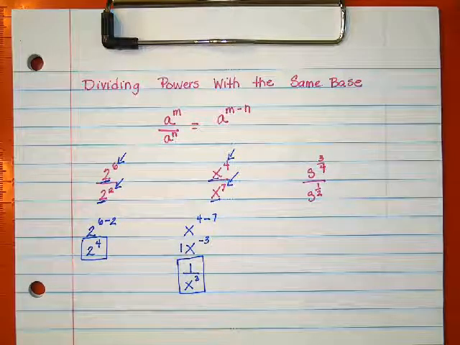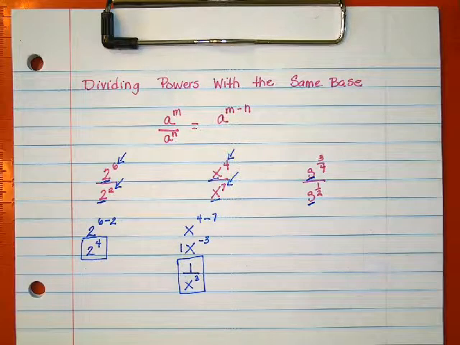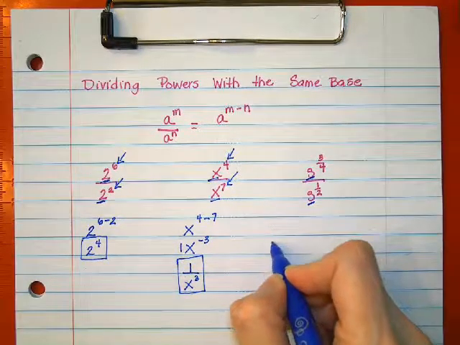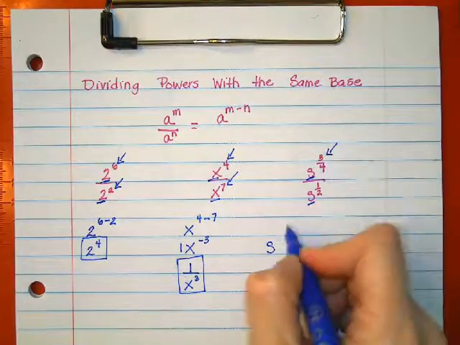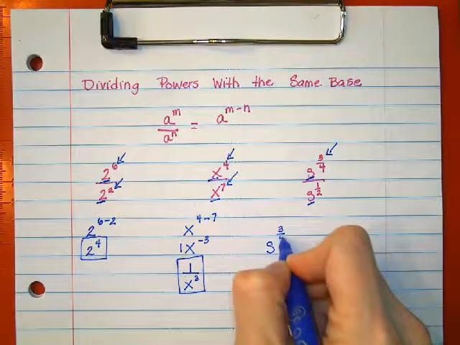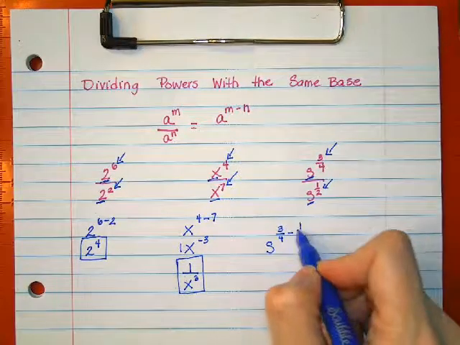Our rule is going to stay the same here. My base is s, and my base is s. So I bring down my common base, which is s. I'll bring it down here. I have room to write my fractions. So my top exponent is 3/4 minus my bottom exponent, which is 1/2.